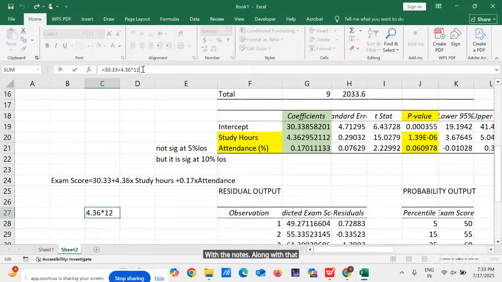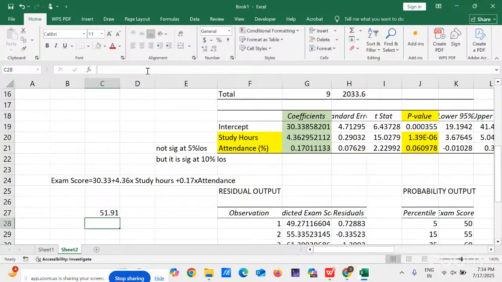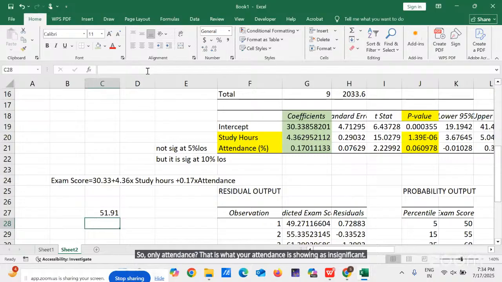Along with that, if he has studied for only a few hours, say only 3 hours, and with a few percent of attendance, say 50%, so only attendance, that is what your attendance is showing as insignificant. Okay, because the marks depend mainly on the study hours.